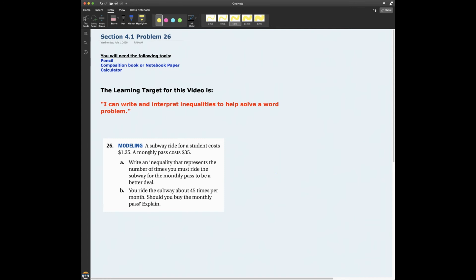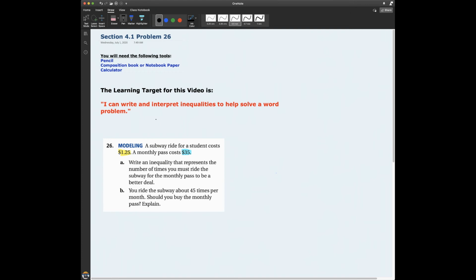So a subway ride for a student costs $1.25. So every time you ride the subway, you've got to pay that much. A monthly pass costs $35. In this problem, it looks like we want to figure out what's going to be a better deal for us. Should I buy the monthly pass, or should I just pay the daily $1.25? So part A says write an inequality that represents the number of times you must ride the subway for the monthly pass to be a better deal.